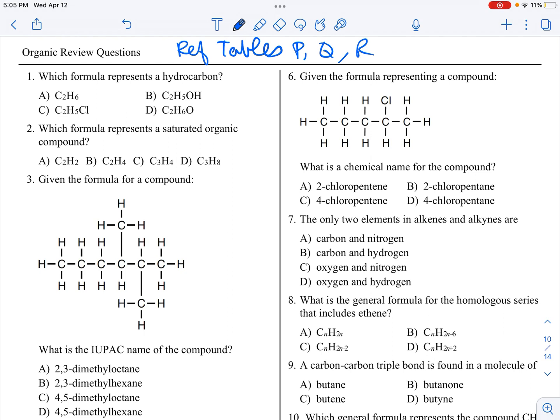So hydrocarbons, first of all, do not have anything aside from hydrogen and carbon. So chlorine, oxygen, and that. So choice A.